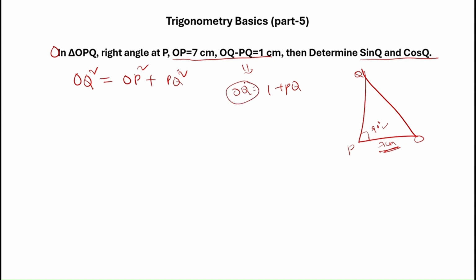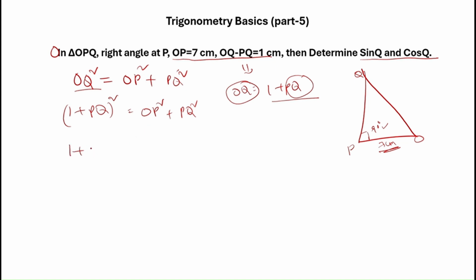Now the relation is OQ is equal to 1 plus PQ. So instead of OQ, I can keep 1 plus PQ in the equation. So let me replace the OQ with 1 plus PQ. If I replace OQ with 1 plus PQ, now what happens? 1 plus PQ whole square is equal to OP square plus PQ square. So now I will expand the 1 plus PQ whole square using the a plus b whole square formula, a square plus b square plus 2ab.